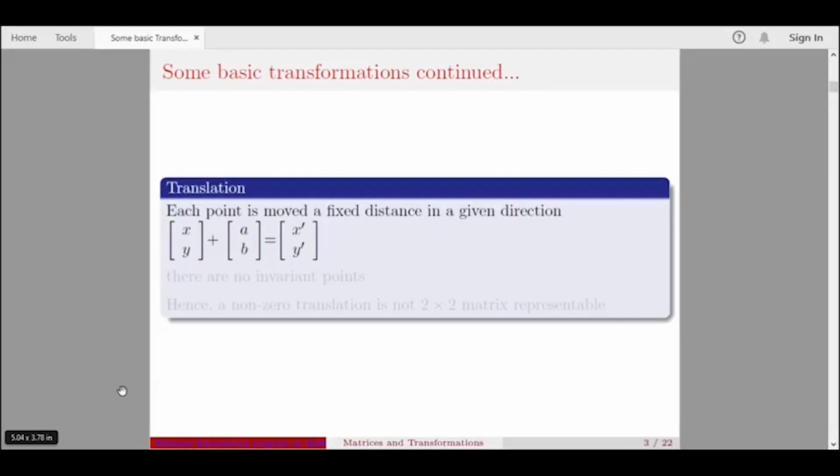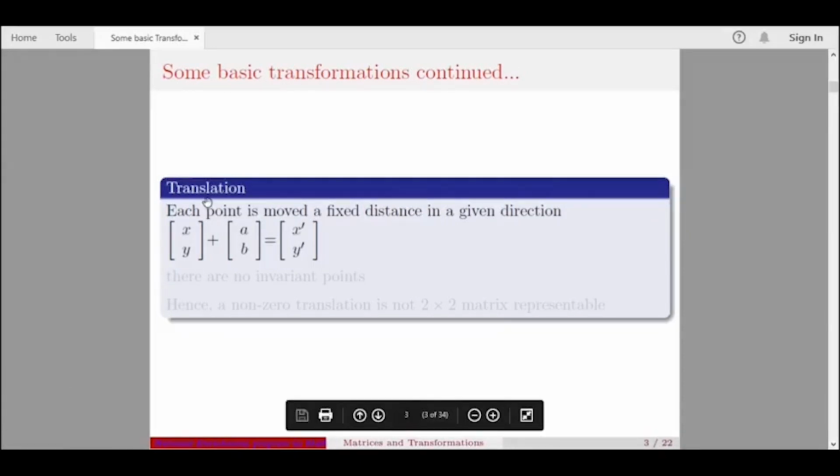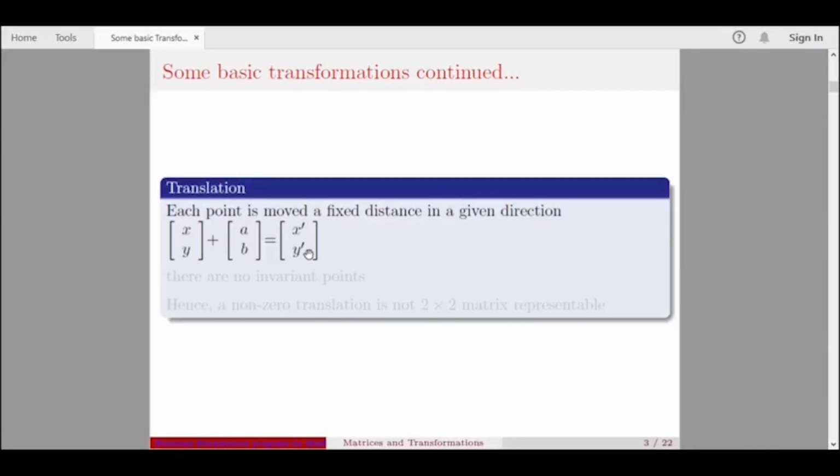First, translation. Under translation, each point is moved a fixed distance in a given direction. We have the column vector (x, y), and we add a vector (a, b) to it so that we have the new point (x', y'). The image of (x, y) is (x', y'), where (x', y') is (x + a, y + b). Here (a, b) is called the translation vector.